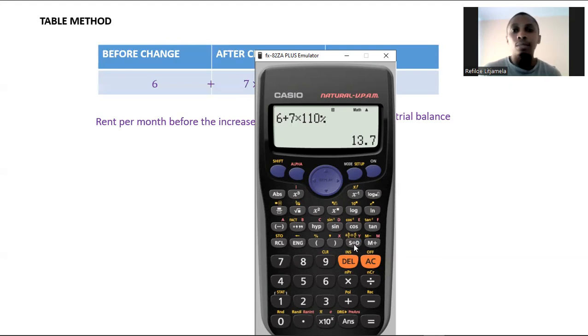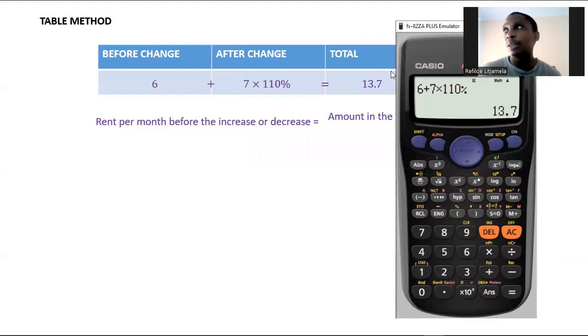You change it to a decimal, it'll give you that 13,7. That is the total that I'm talking about, the total that is given to you here. That's how I got that 13,7. I simply put that into a calculator and I got 13,7.